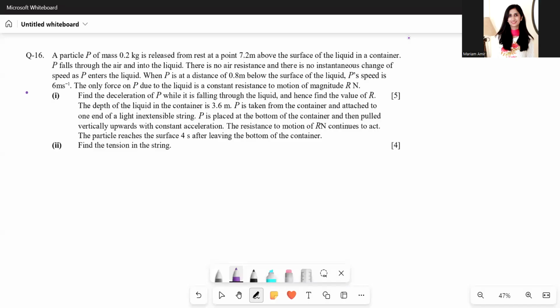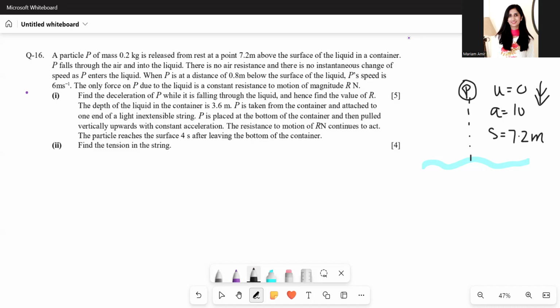A particle P of mass 0.2 kg is released from rest at a point 7.2 meters above the surface of a liquid container. Okay, so there's some liquid and there's a particle P which is released from rest. So U is equal to 0. And as it is falling downwards, the gravitational acceleration is going to be 10 meters per second square. And it is 7.2 meters above the surface of the liquid. So this distance till here, S is equal to 7.2 meters.